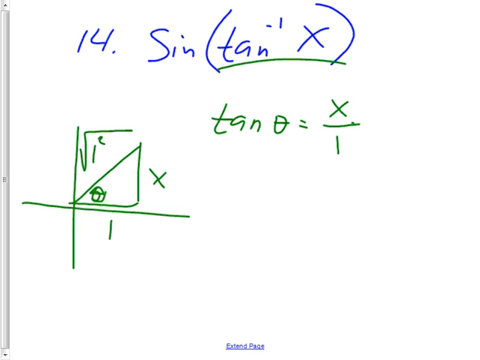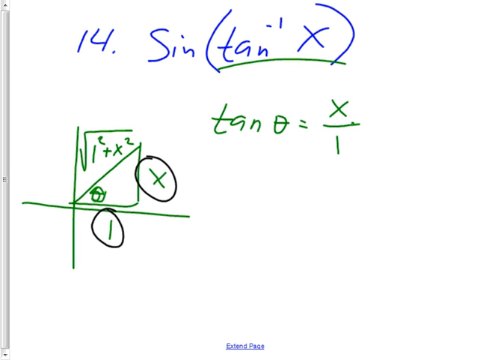1 squared plus x squared. Very good. Those two added, because that's the hypotenuse. That's the big boy. The other two added together make the hypotenuse. So 1 squared plus x squared, all underneath that square root sign. Why did I care about that?